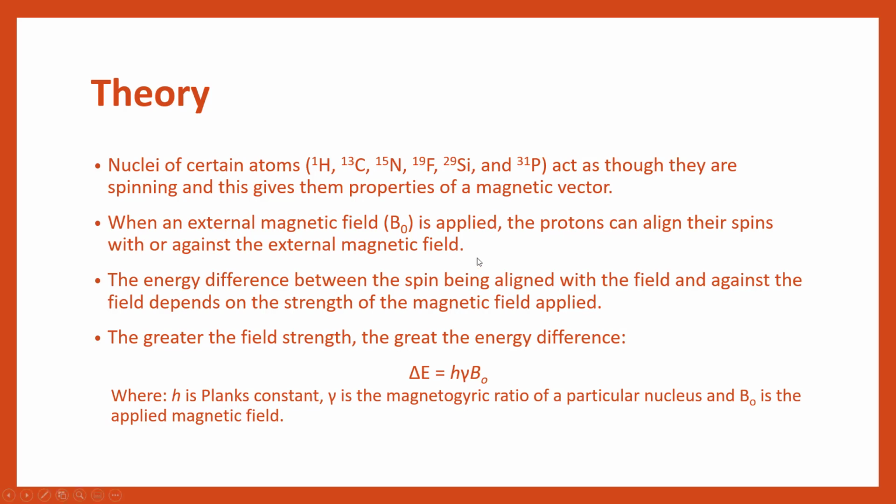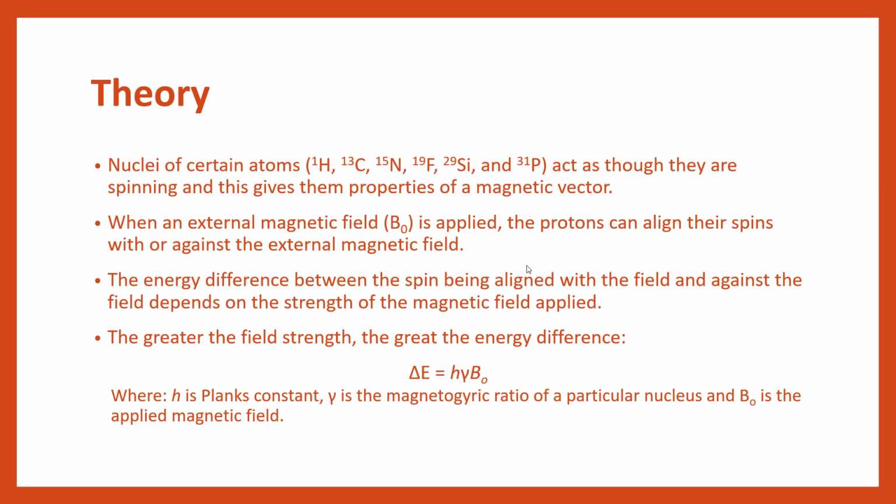So we've already said, when the external magnetic field is applied, protons can align their spins with or against it, and the difference between the spin being aligned with the field or being against the field will depend on the strength of the magnetic field applied. So different NMR instruments can have different strengths of magnetic field. So some will be a little bit weaker and some will be a lot stronger. So typically around 500 megahertz is a nice kind of one to have.